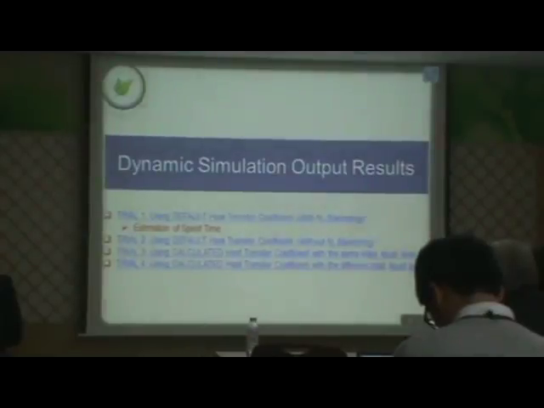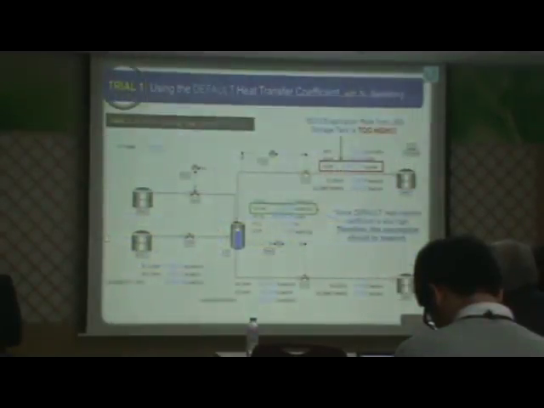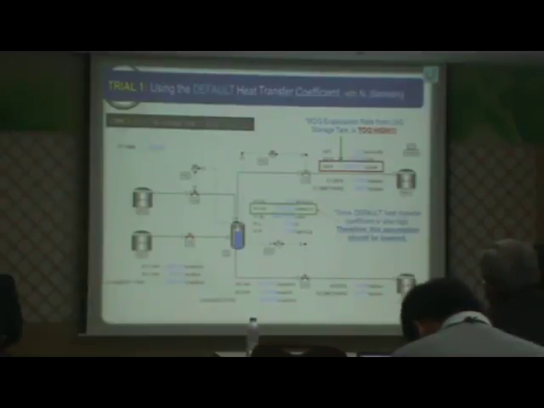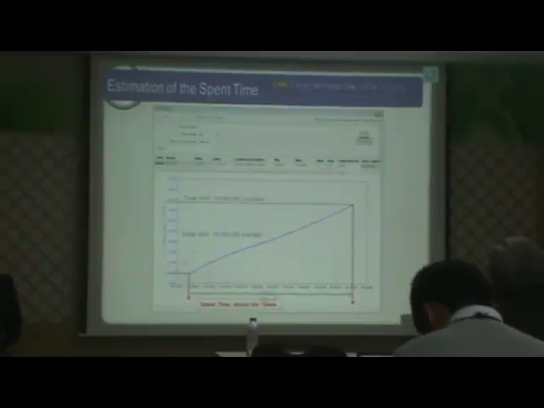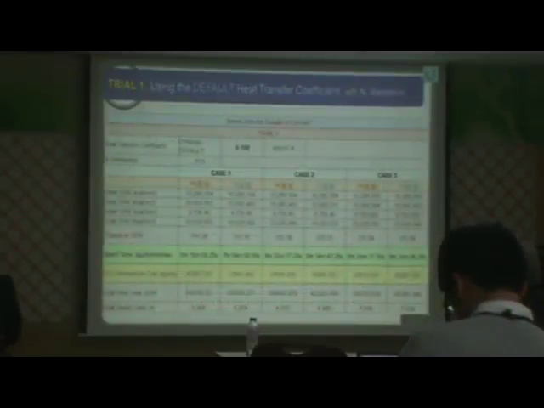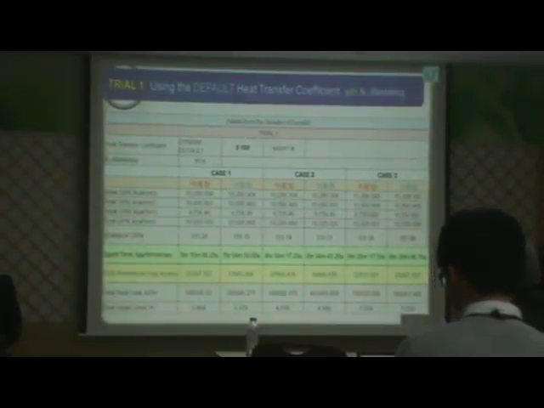For the dynamic simulation output, for the first trial, we used the default heat transfer coefficient in Dynamium. When we use that default value, the BOG evaporation rate from the LNG storage tank is too high. This is the estimation of time: it takes about 5 hours to reach this final GHB. These are the summary for trial 1 using the default heat transfer coefficient with N2 blanketing.